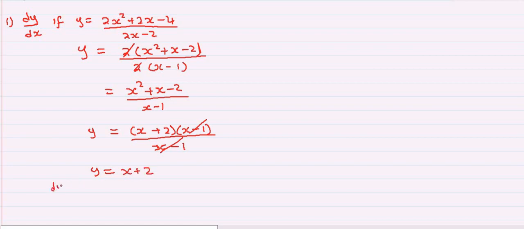Therefore, what is dy over dx? Derivative of x will be 1. Derivative of a constant is 0. Therefore, dy over dx is 1. So it's very important for you to simplify the equation that you are given before you find the derivative. Let's look at number 2.